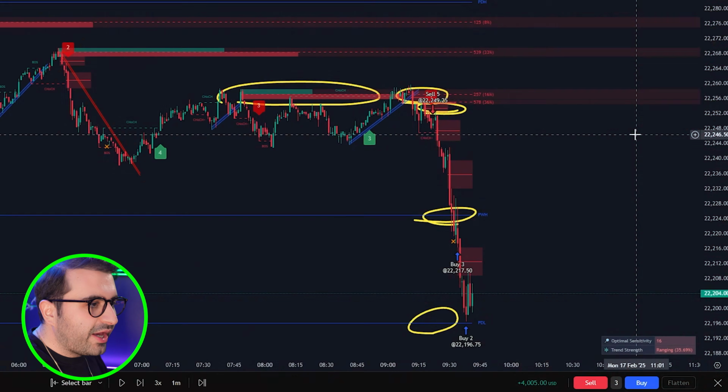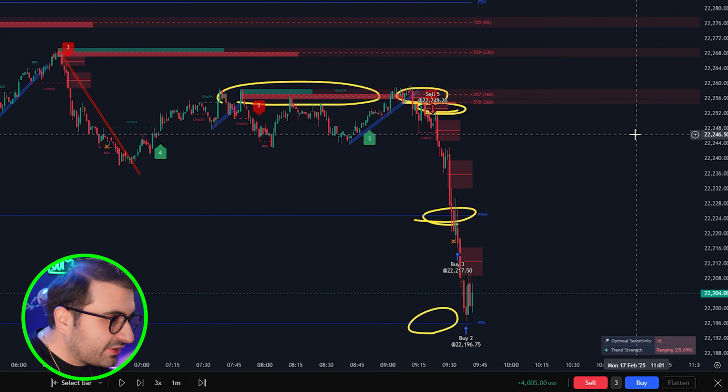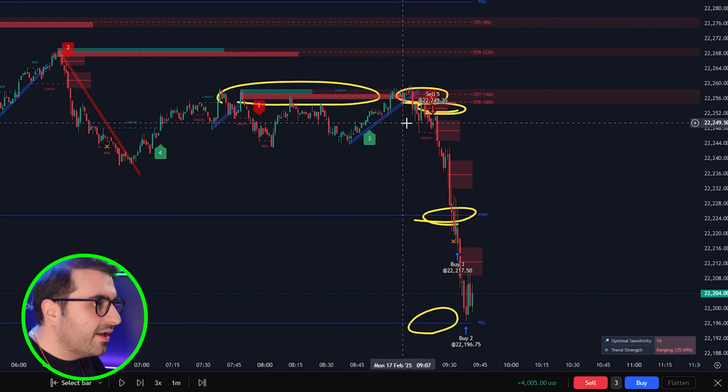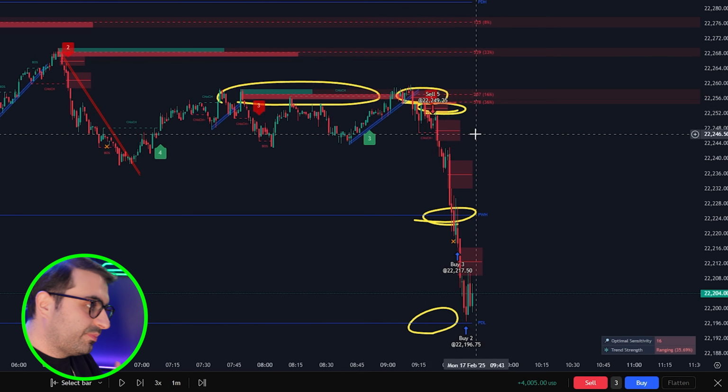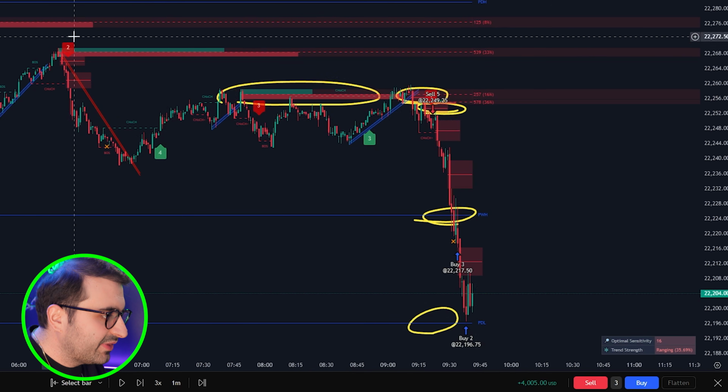Let me give you a secret if you watched this far. I could have taken this trade, I could have taken this signal, but I didn't. Why? Because I wait for the perfect moment. And how I know it is the perfect moment is very simple. The market opens at 9:30.